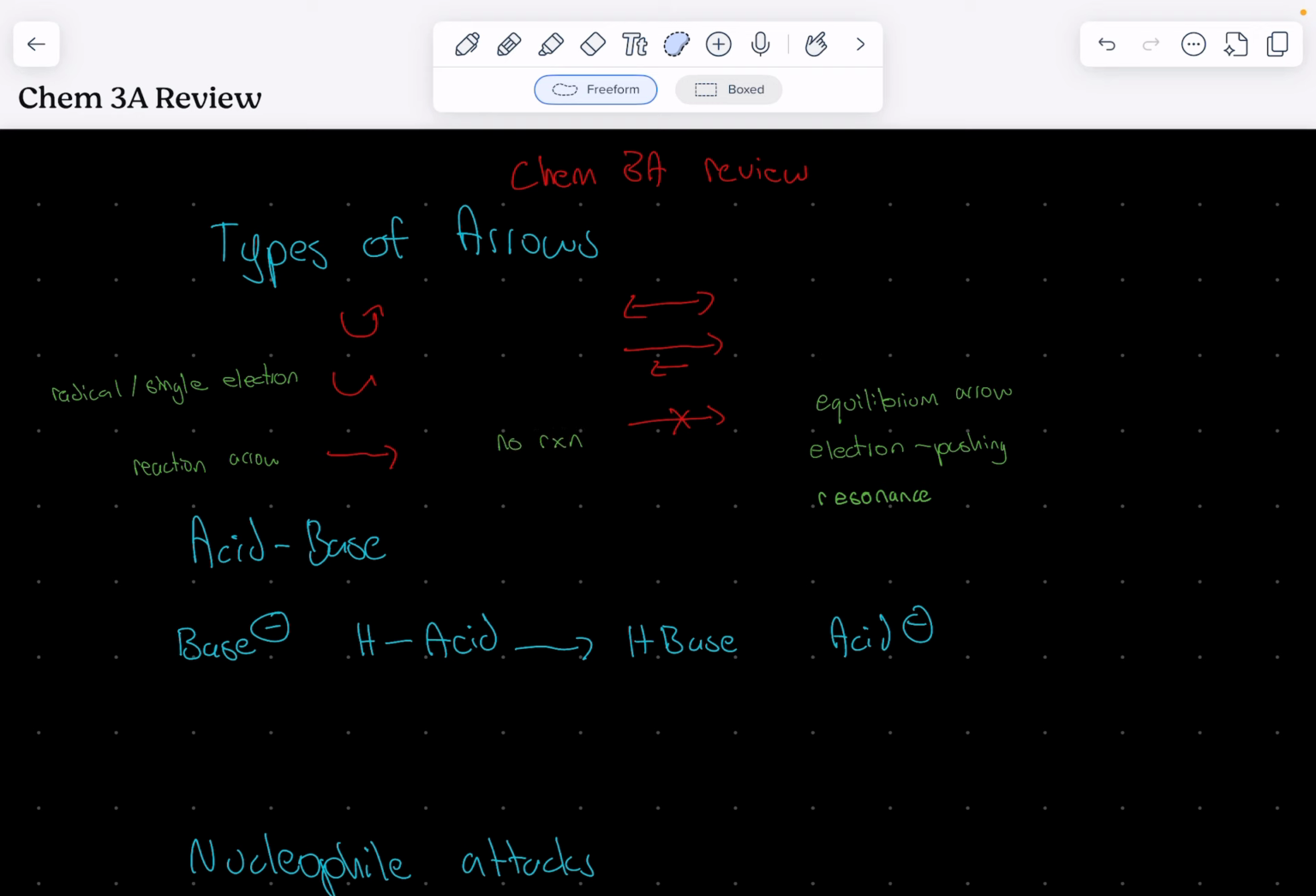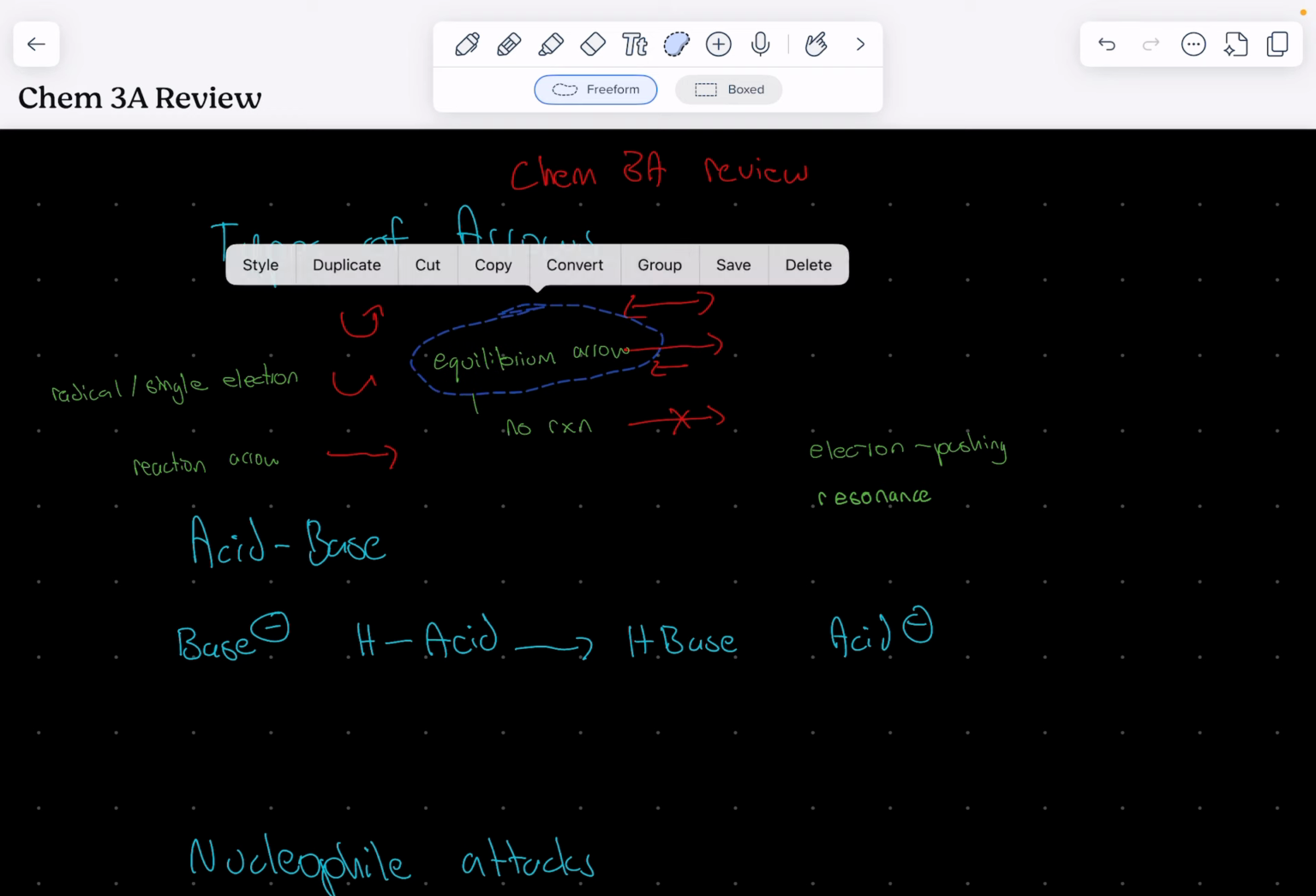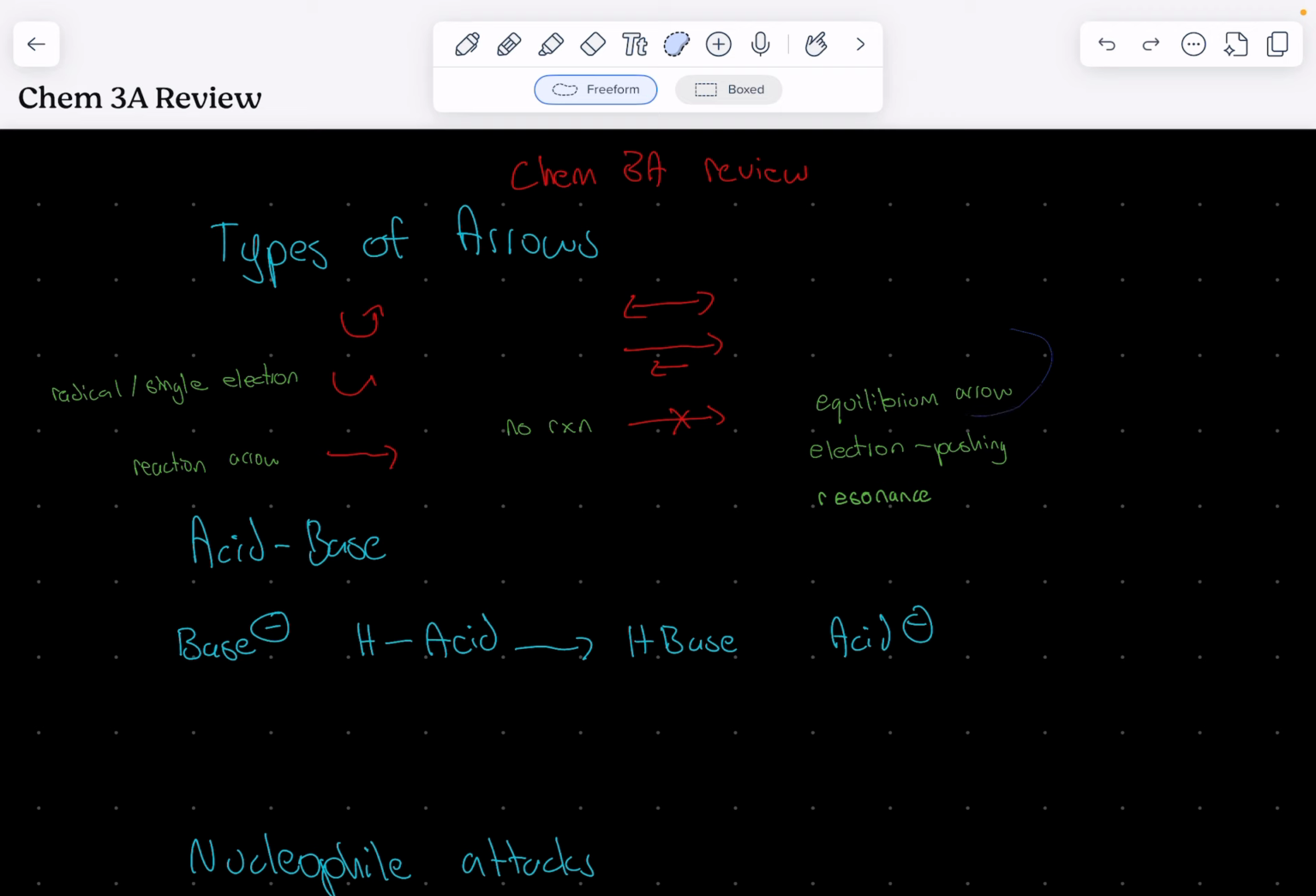Across from it, we have the corresponding no reaction arrow. This is a reaction arrow with an X through it to indicate that a reaction does not proceed. Above that, we have the equilibrium arrow. The equilibrium arrow is used to indicate the favorability of a reaction. An arrow that is larger in one direction than the other indicates that the reaction is more favorable in that direction.